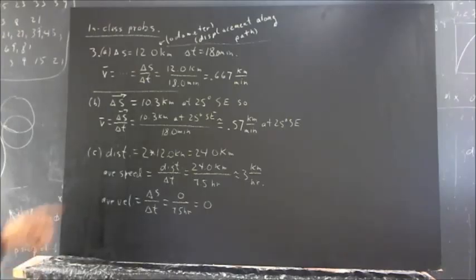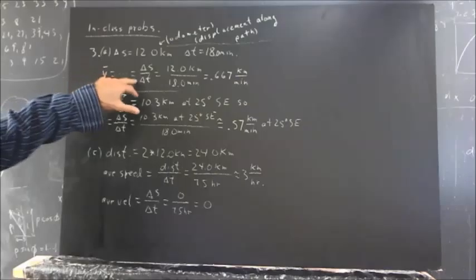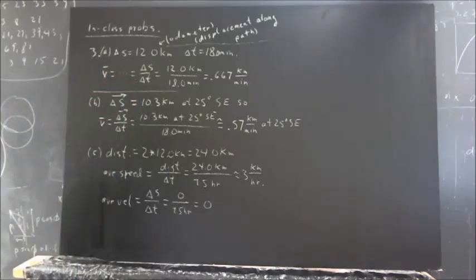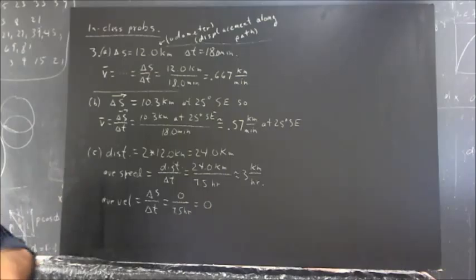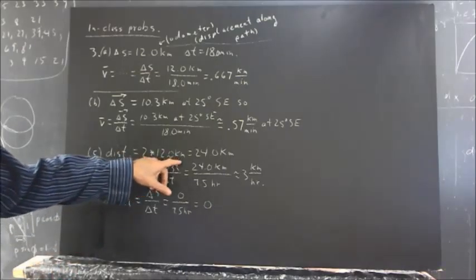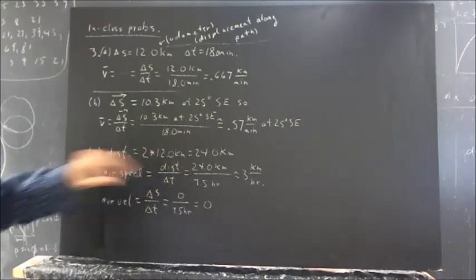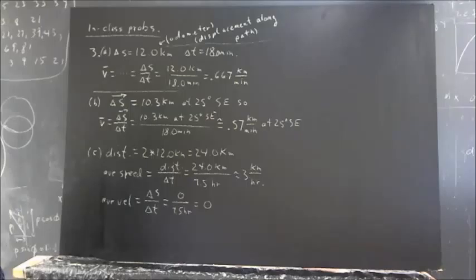Okay, in C, we want to know what the average speed is. Now, average speed is a whole lot like average velocity, and actually we calculated an average speed up here. We want the average speed for the entire trip if the distance each way was 12 kilometers. The average speed is the average velocity measured along the path, in the direction of the path.